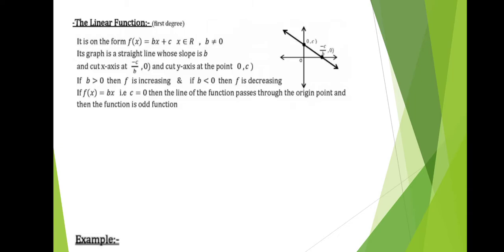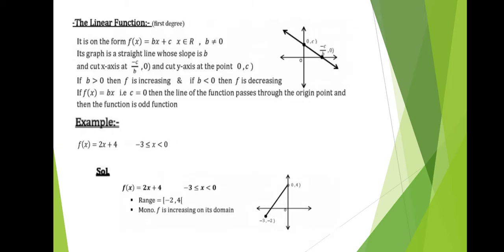For example, f of x equals 2x plus 4, where x is bigger than or equal to negative 3 and smaller than 0. The solution is that our graph looks like this. The range is from negative 2 to 4, closed and open, and this function is increasing on its domain.